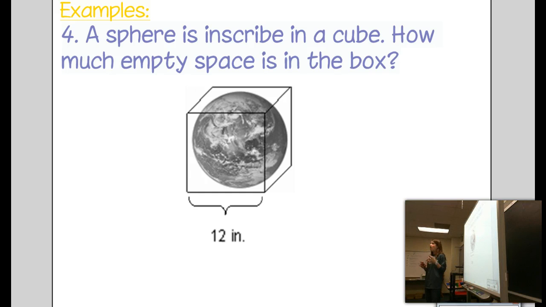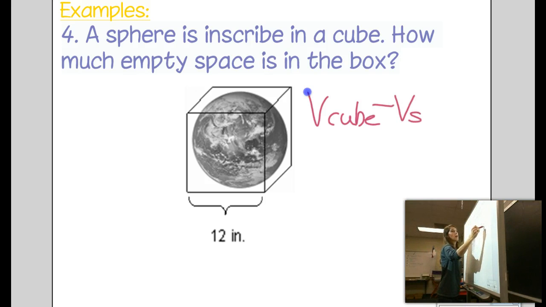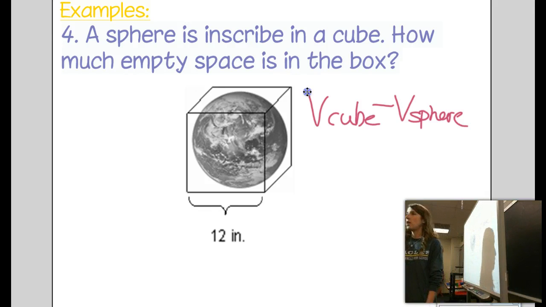It's going to be volume of the blank minus volume of the blank. Volume of the cube minus volume of the sphere. Go, guys. You can find the volume of a cube and the volume of a sphere.